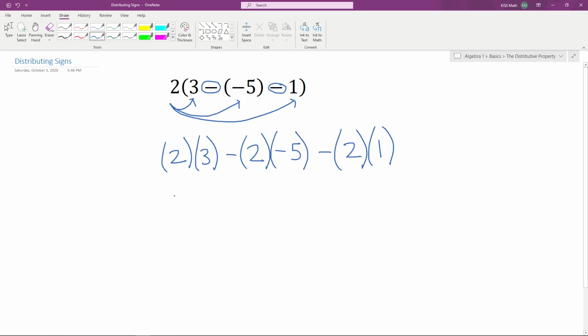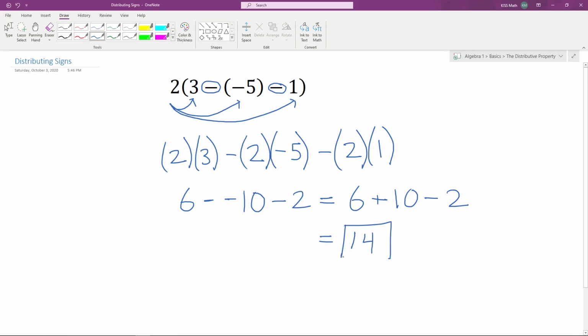So if we were to evaluate this, 2 times 3 would be 6, minus 2 times negative 5 is a negative 10, right? Minus 2 times 1 is 2. And so then finally we have 6 minus a minus number, remember we said is the same as adding that number, so 6 plus 10 minus 2. And that is 6 plus 10 is 16, minus 2 is 14. So this is our final answer.